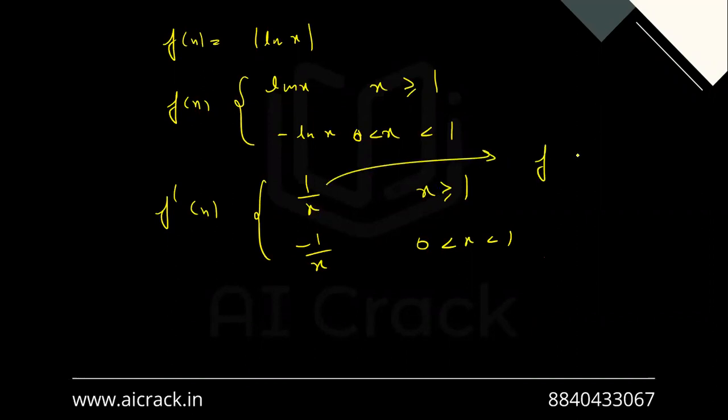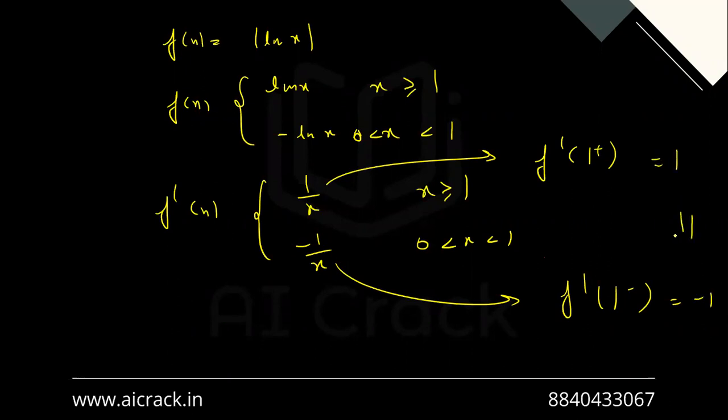So this would give me f dash 1 plus, and this would give me f dash 1 minus. Sorry, so when you plug in 1 over here, you'll get minus 1. And when you plug in 1 over here, you'll get 1. So we can see that these two are not equal.